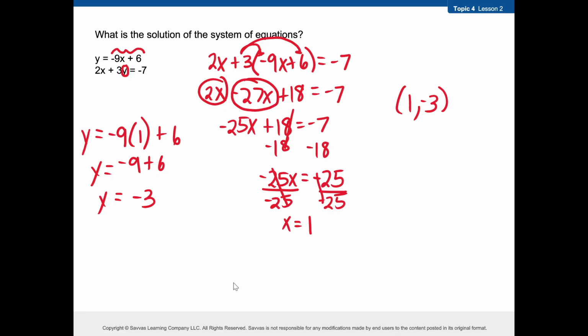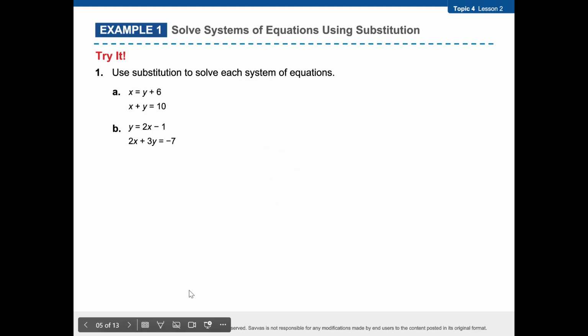Next, you can pause and try these problems on your own. These are the two try-its. You can pause here, try them on your own, see if you get the same answers. X equals, so I can substitute where it says x on the bottom equation. There is no distributive property here because there is no coefficient in front of the x. So I can just go ahead and take away this x and substitute it for y plus 6. It gets replaced. And then plus y equals 10.